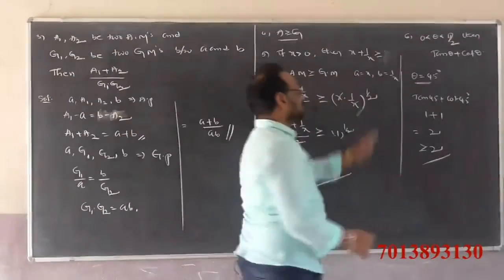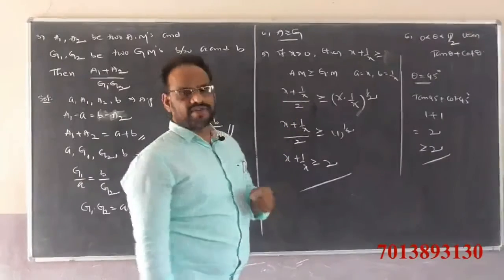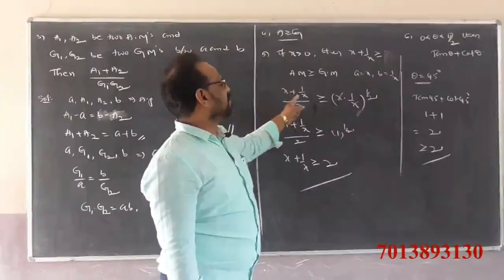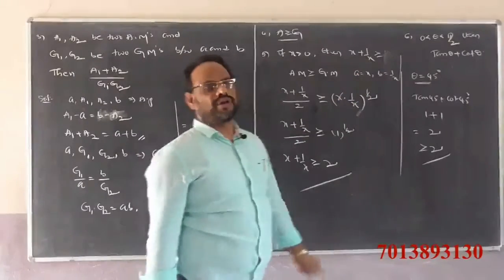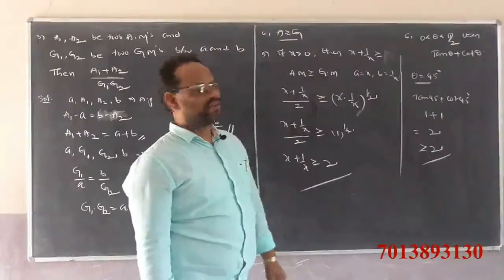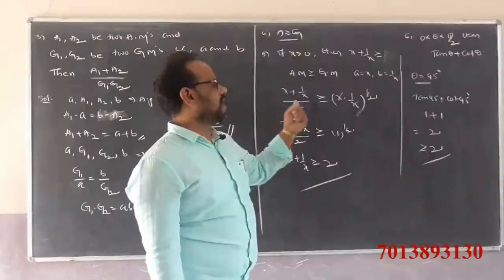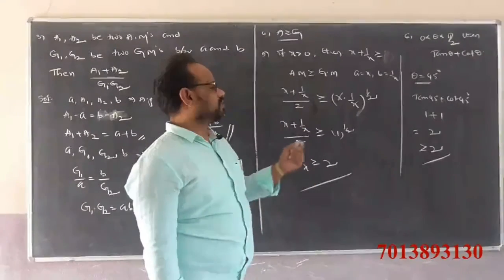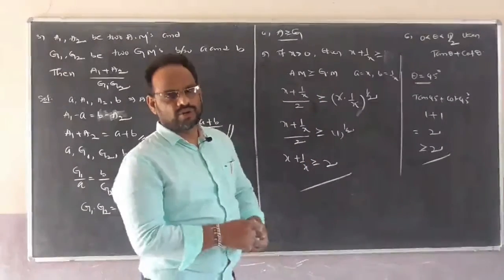So tan theta plus cot theta is always greater than or equals to 2. Or otherwise, we use this one: arithmetic mean is greater than or equals to geometric mean. Tan theta plus cot theta by 2 is greater than or equals to tan theta into cot theta whole to the power 1 by 2. We get the same answer: tan 45 plus cot 45 is 2. So this value tan theta plus cot theta is always greater than or equals to 2. Next problem.